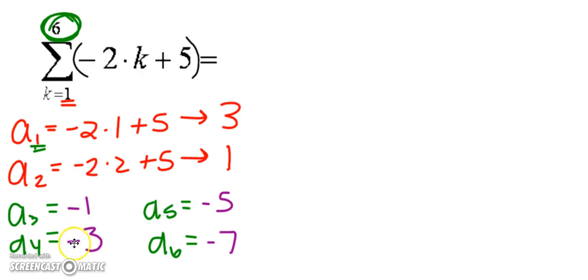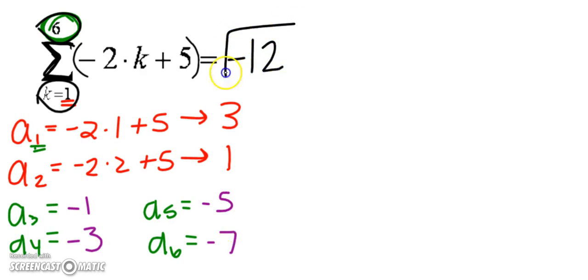Okay, hopefully you found negative 1, negative 3, negative 5, negative 7. Well, this doesn't tell us to just find a sub 1 through a sub 6. It says we also need to sum them up. So let's add them. 3 plus 1 is 4. Minus 1 is 3. Minus 3 is 0. Minus 5 is negative 5. Minus 7 is negative 12. Final answer, negative 12.